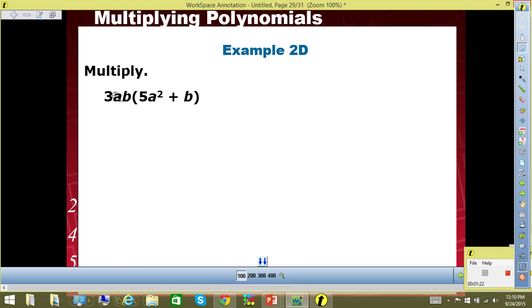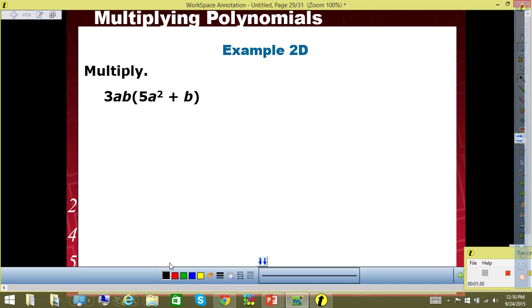And it says, multiply 3ab times (5a squared plus b). So just to get our noodle going, let's do this one first, distributive property. So I'm going to multiply this times the first term. So what is 3 times 5? 15. A times a squared, a to the third, and b, there's nothing there, so I just write the b right there.